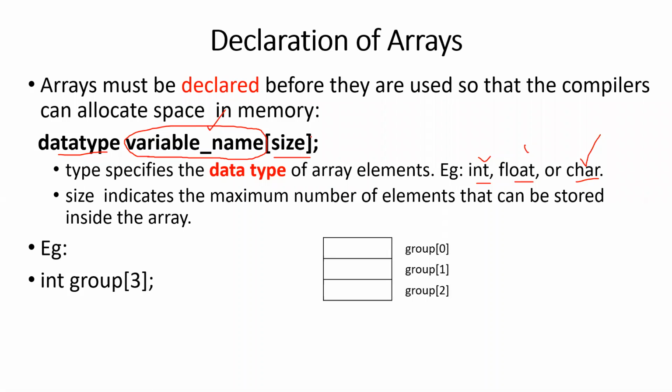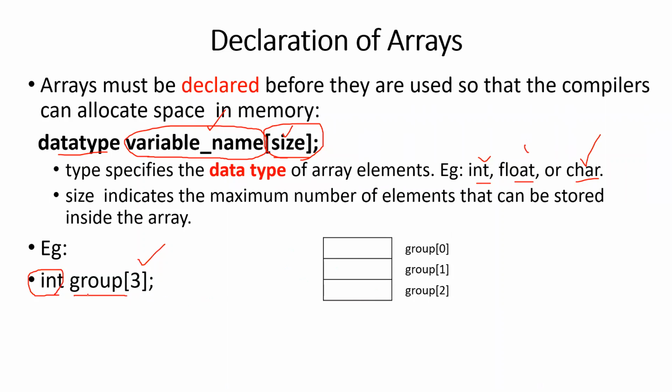Listen here, size. Size indicates the maximum number of elements which can be stored in the array. So these three things you have to take care of. When we declare, we indicate the size in square brackets. Here is an example. I am declaring an array called group of integer data type, and we are having the size as 3. That means we will be able to store a maximum of 3 elements.